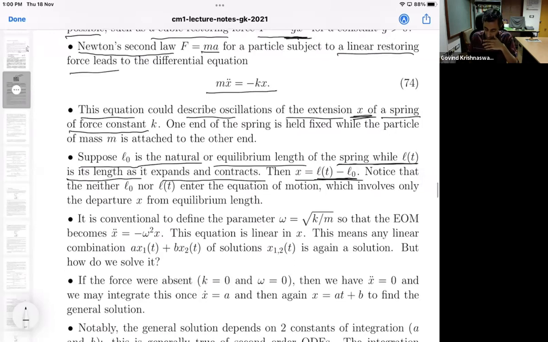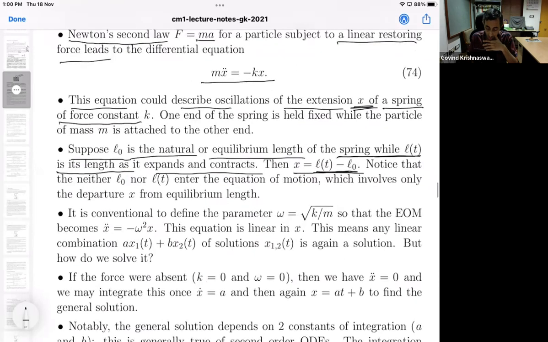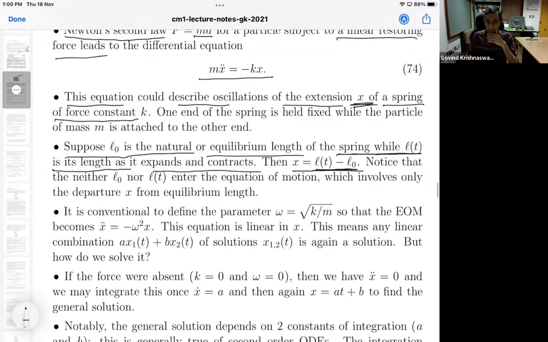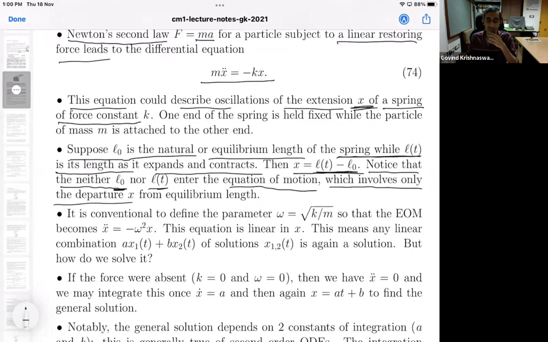But it's important also to notice that neither the equilibrium length of the spring, namely L0, nor L of t enters the equation of motion. It is really only the difference. It is only the departure x from the equilibrium length that enters the equation of motion. L0 and L of t do not appear in the equation of motion. So now the next stage is to understand the solution of this equation. We will work towards that.